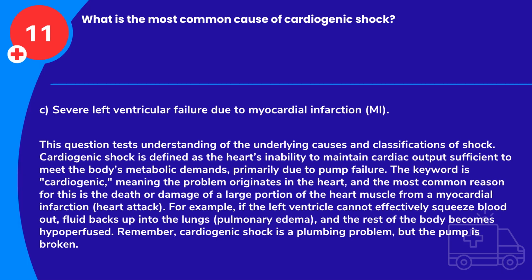MI. This question tests understanding of the underlying causes and classifications of shock. Cardiogenic shock is defined as the heart's inability to maintain cardiac output sufficient to meet the body's metabolic demands, primarily due to pump failure. The key word is cardiogenic, meaning the problem originates in the heart, and the most common reason for this is the death or damage of a large portion of the heart muscle from a myocardial infarction, heart attack. For example, if the left ventricle cannot effectively squeeze blood out, fluid backs up into the lungs, pulmonary edema, and the rest of the body becomes hypoperfused. Remember, cardiogenic shock is a plumbing problem, but the pump is broken.